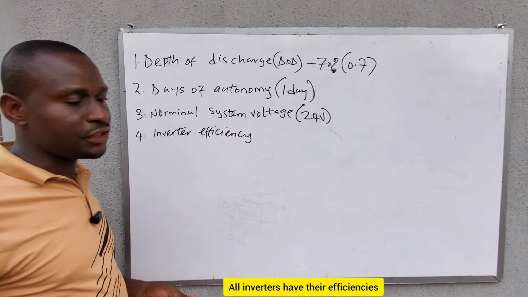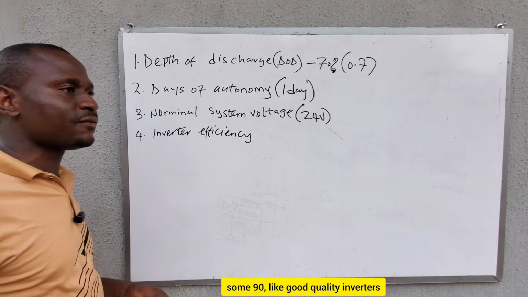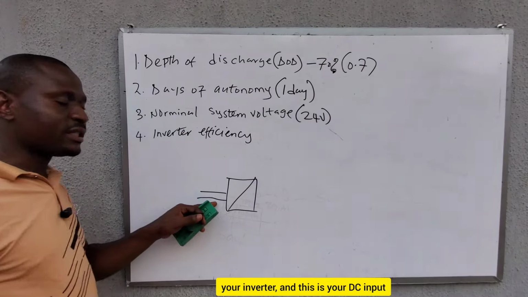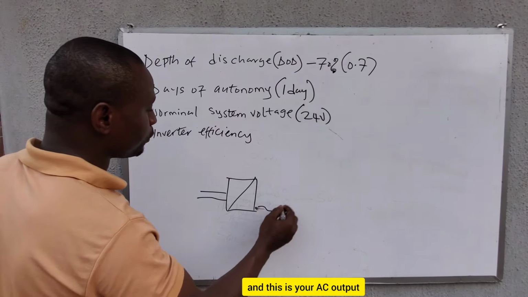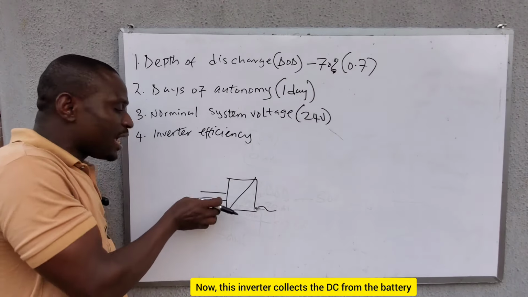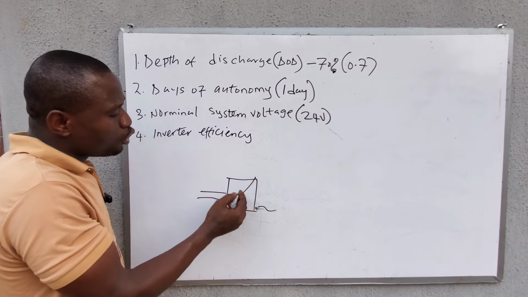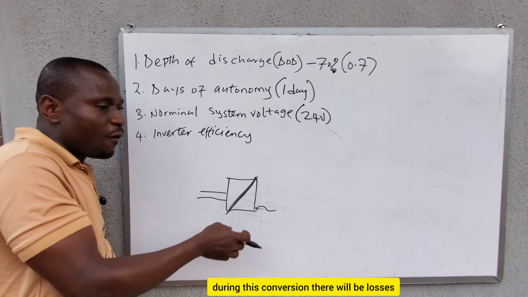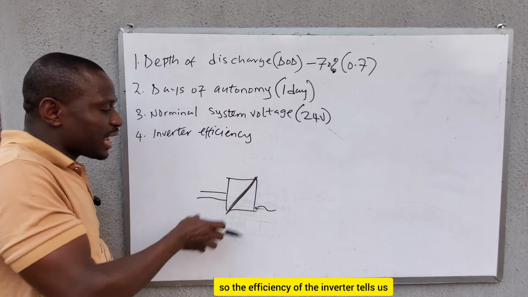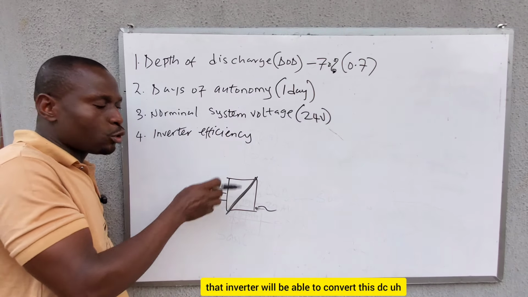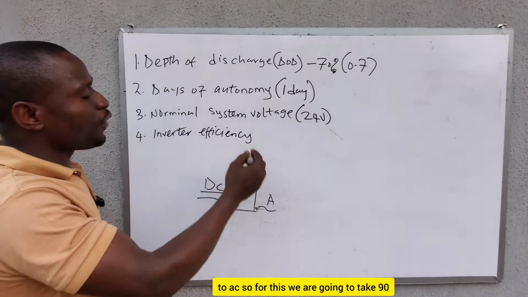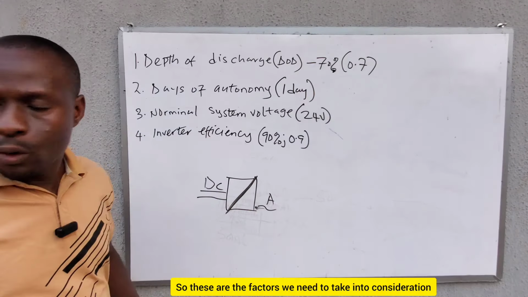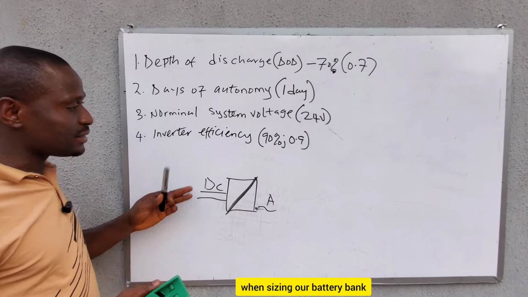Then the next one is the inverter efficiency. All inverters have their efficiencies. Some are 85, some 90. Good quality inverters go up to 90%. If this is your inverter, and this is your DC input, and this is your AC output, the inverter collects the DC from the battery and converts it to AC. During the process of conversion, there are losses because it is converting from DC to AC. The efficiency of the inverter tells us how efficiently it converts this DC to AC. So for this, we are going to take 90%, which is the same as 0.9.